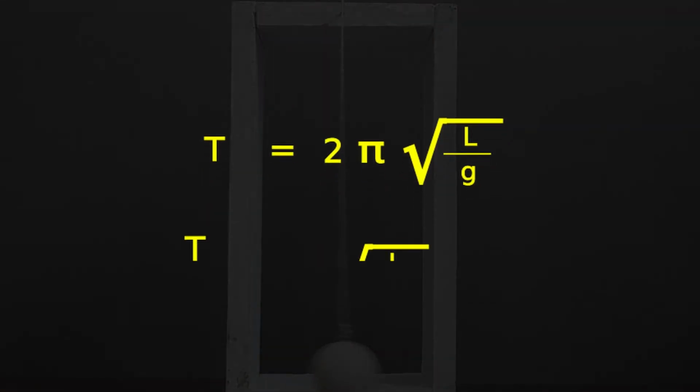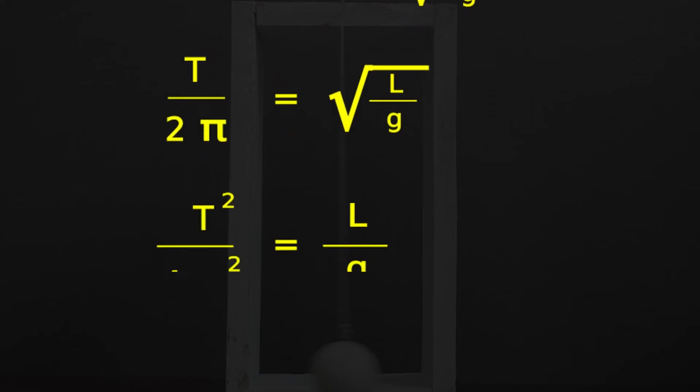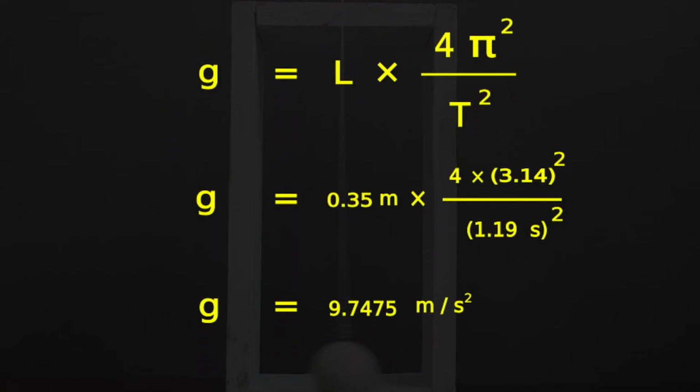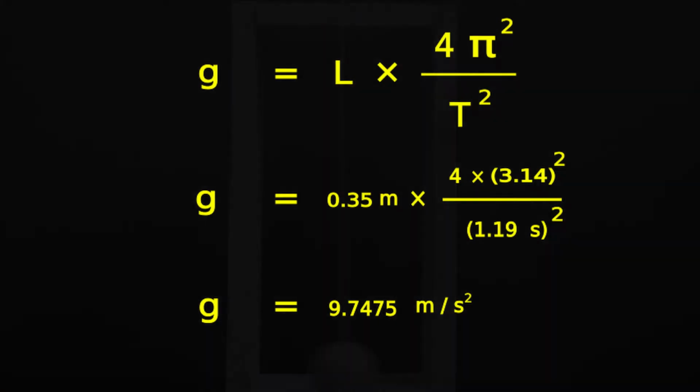Now that we know the formula for the period of a simple pendulum, we can use known values to calculate the value of g, which is acceleration due to gravity. In our case, the period is 1.19 seconds while the length of the pendulum is 35 centimeters, that is 0.35 meters. We can replace these values in the equation and get the value of g as 9.7475 meter per second squared. This is quite close to the average value of 9.8 meter per second squared.